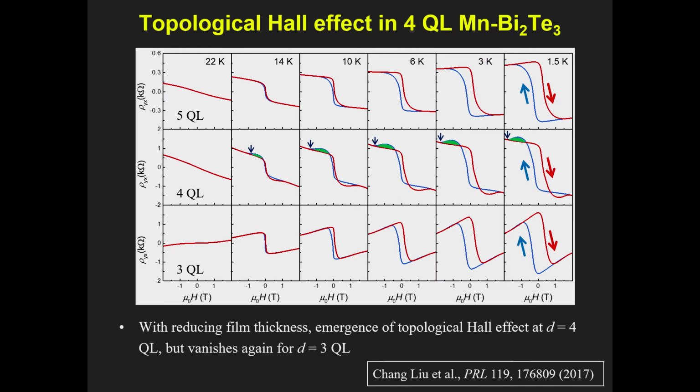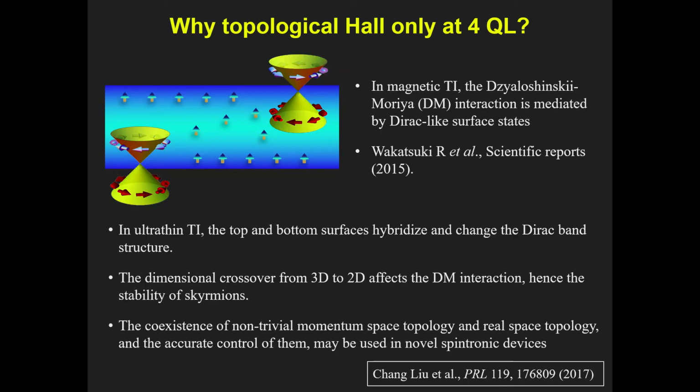So in this figure, I show the 3 samples together, the same material but just different thickness, and you can see the creation and annihilation of the topological Hall effect. So somehow, the topological Hall effect is only stable at this particular film thickness of 4 quintuple layers. So then the question is why? Why topological Hall effect only at this thickness? We have a simple theory about that and also some numerical simulation in this paper.